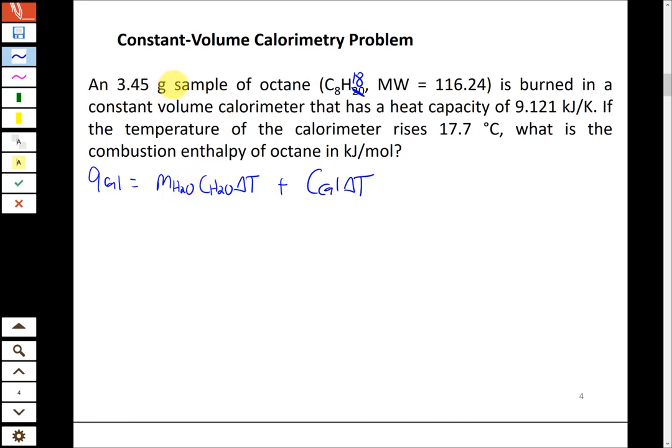So that's how much of the octane we're burning, but that's not how much water is there. And if you look closely at this problem, we don't tell you anything about how much water is in the calorimeter. So we're going to ignore that term. Basically, this is one of those problems where we're just going to group everything together into this one term there.